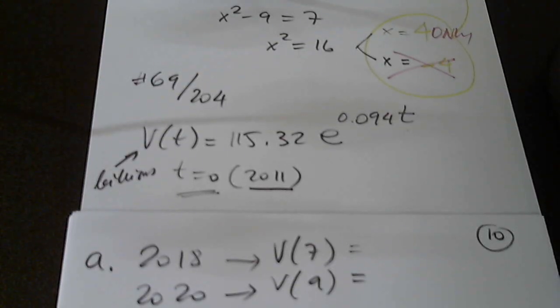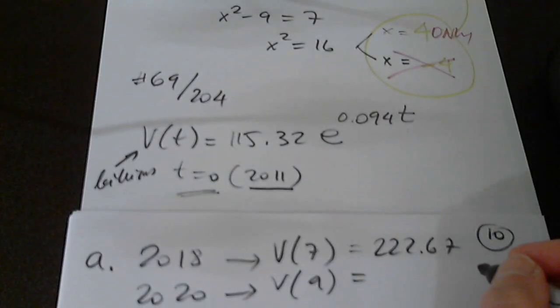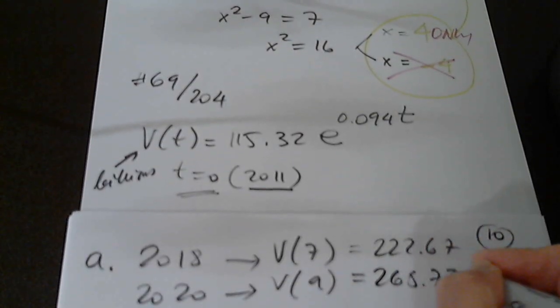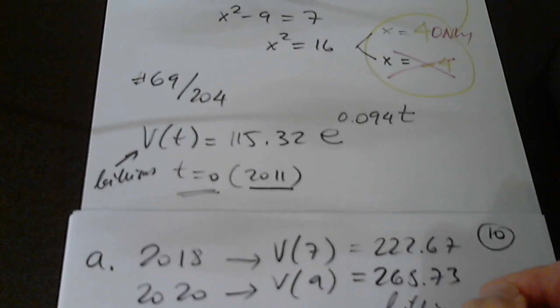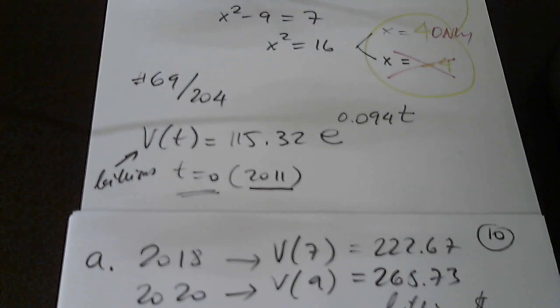Go and highlight to see what's in there. So 222.67 billion. And the other one, 268.73 billion dollars. Both. Okay. Then, when will the value of US travel exports reach 150 billion?